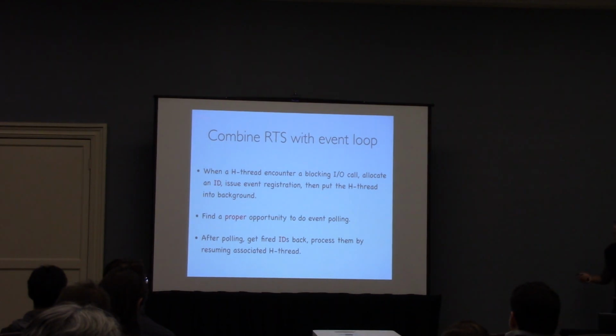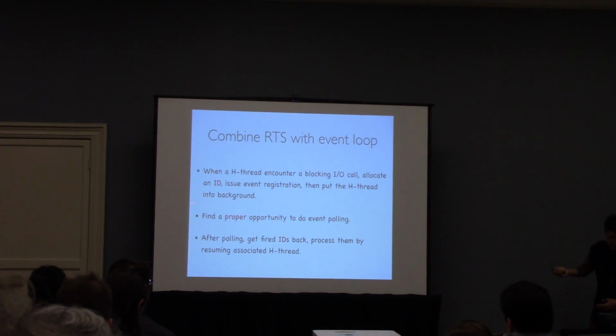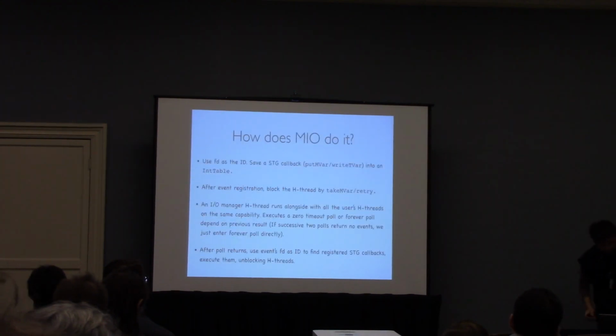Okay. Now we have to find a proper time to do the waiting, to do the input wait of the uv_run. And after the run returns, we can get the ID back via the context passing or something like that. Then we process the event inside the loop, and we can resume the previously sleeping Haskell lightweight thread. All right. So this is basically the idea of how we can combine the runtime system with the event loop framework.